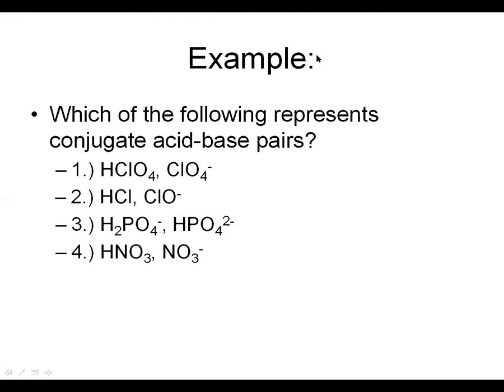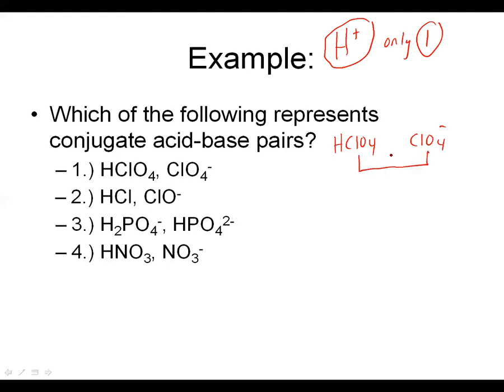Okay, so let's take a look. When we're trying to decide whether or not these are acid conjugate base pairs, it is the H plus that we're looking for. And again, remember that the difference has to be only one of those. So when we look at HClO4 and ClO4 minus, what we're looking for is, are these things related to each other? And if they are, is the only difference as we go from one to the next 1 H plus? And if you look at it, the answer is yes.